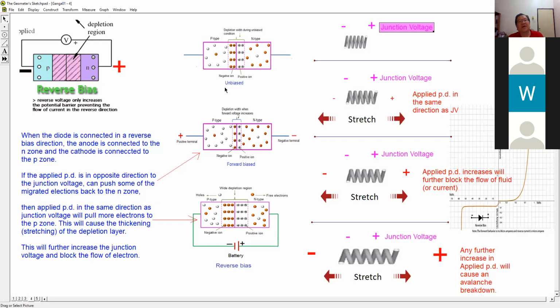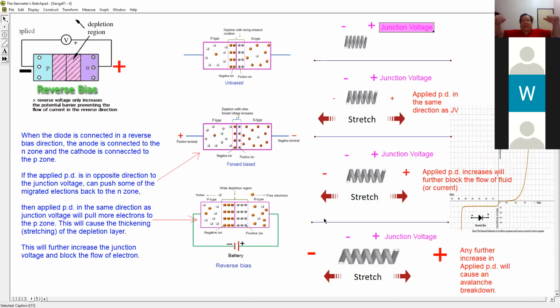Now, if you connect the positive on this side to the P side and the negative to the N type, then you will actually compress the spring and cause the depletion zone to become smaller and smaller. However, if you reverse the terminals, you see this is the negative terminal. The negative terminal is connected to the P type, and the positive terminal is connected to the N type.